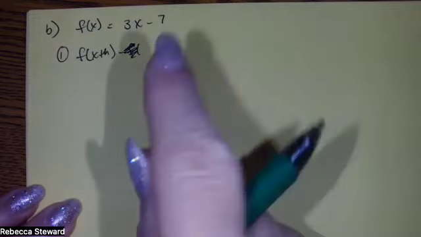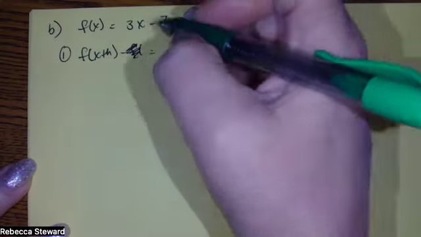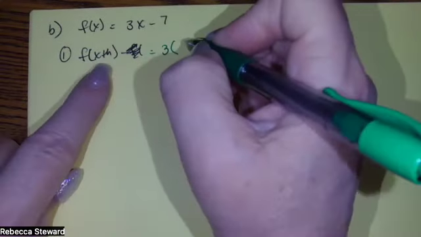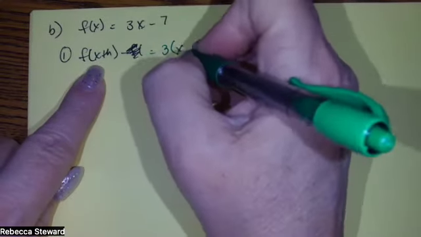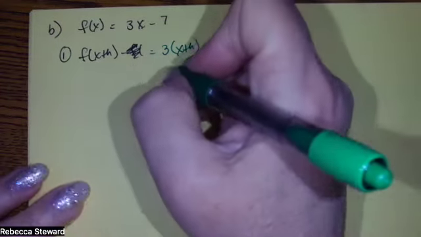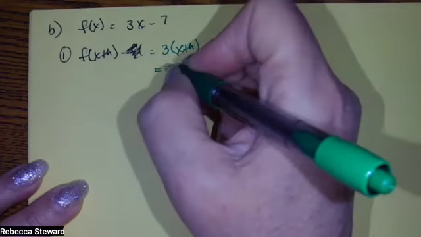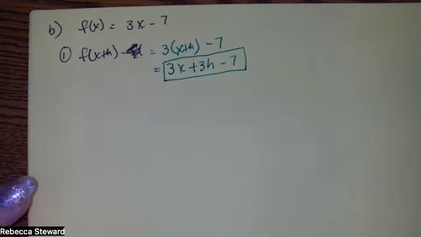All right, so this time we actually have an x, so yay. We could do a little bit more math. We're going to have 3 instead of x. We'll have our x plus h, and then minus 7. So that'll get us 3x plus 3h minus 7 when we distribute. So this is the part that equals that.